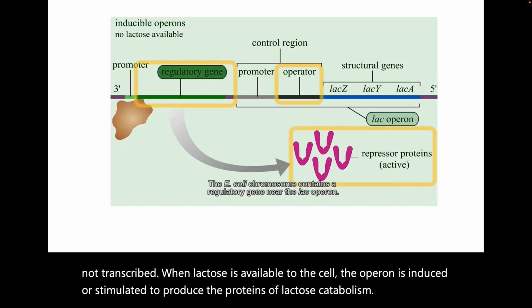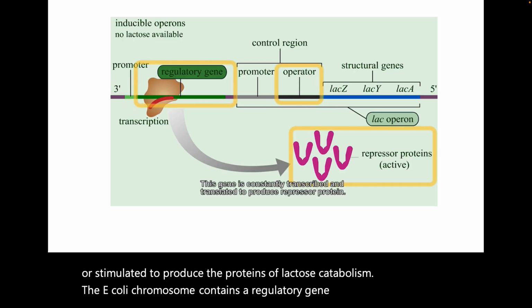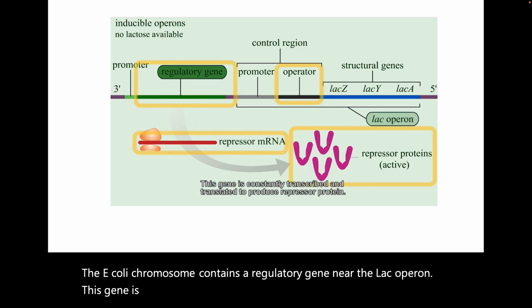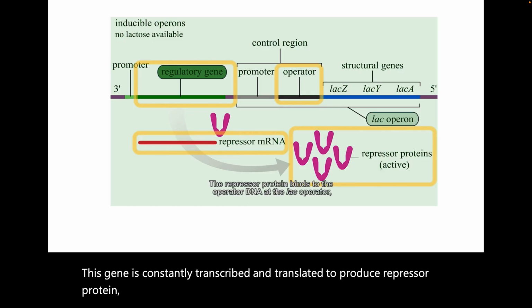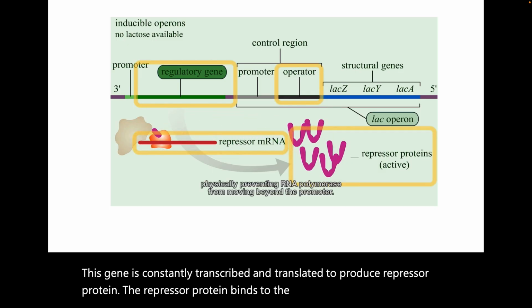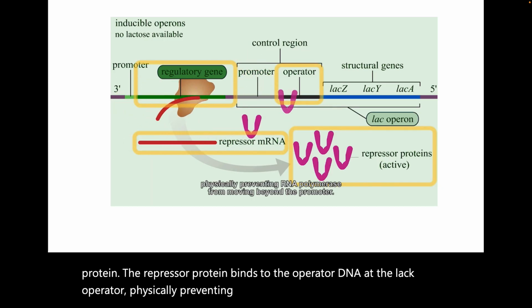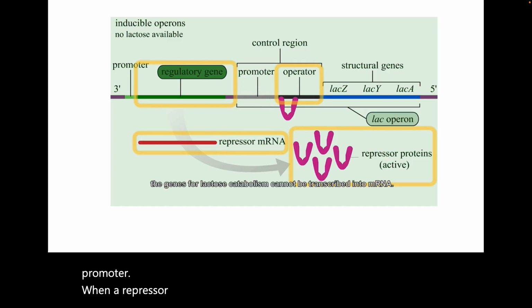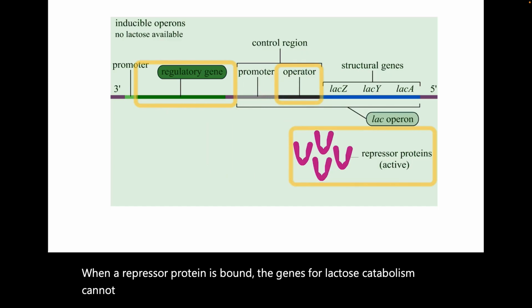E. coli includes a promoter, an operator, and 3 structural genes encoding proteins involved in the catabolism of lactose. The Lac Operon is an inducible operon, meaning that the genes are usually not transcribed. When lactose is available to the cell, the operon is induced or stimulated to produce the proteins of lactose catabolism. The E. coli chromosome contains a regulatory gene near the Lac Operon. This gene is constantly transcribed and translated to produce repressor protein. The repressor protein binds to the operator DNA at the Lac operator, physically preventing RNA polymerase from moving beyond the promoter. When a repressor protein is bound, the genes for lactose catabolism cannot be transcribed into mRNA.